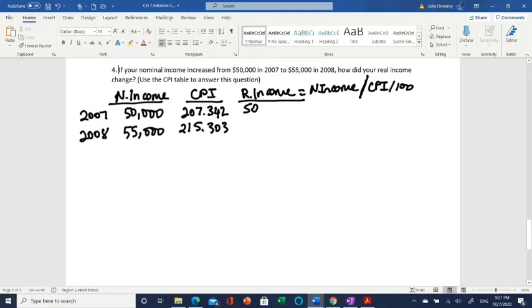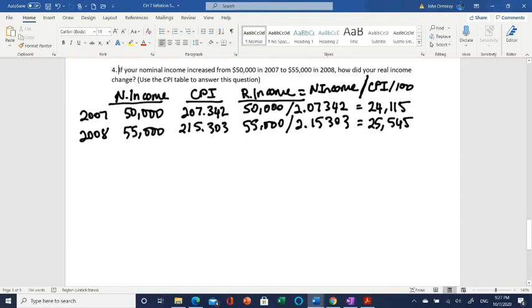For 2007, my real income is 50,000 divided by the CPI in decimals. So that's going to be 2.07342. And I'm going to put the real income for 2008. That's going to be nominal income divided by the CPI in decimals. That will be 2.15303. Okay, so now I can calculate these two. I calculated the real income for both years. For 2007, my real income using the base year prices, not the current prices, is 24,115, and my real income using the base year prices is 25,545 for 2008.